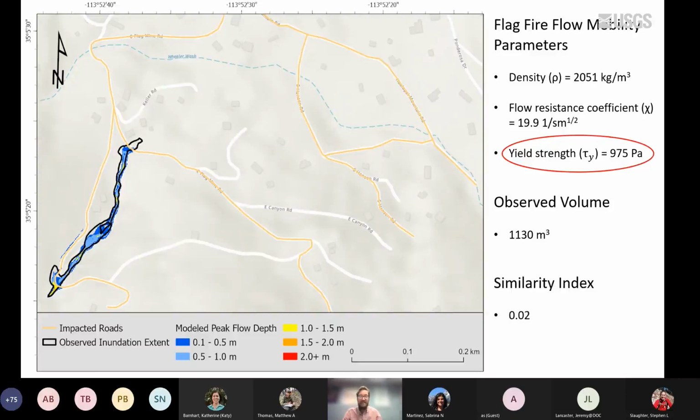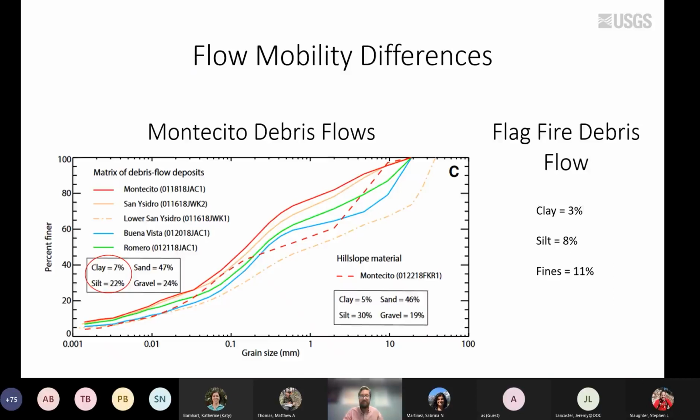And again, the similarity index when you calibrate to the observed extent of inundation at the Flag Fire is about 0.02, as opposed to negative 0.73. So to me, this indicates that you can't necessarily apply parameters calibrated for one region or one site to a debris flow in a different geographic and climatic region.